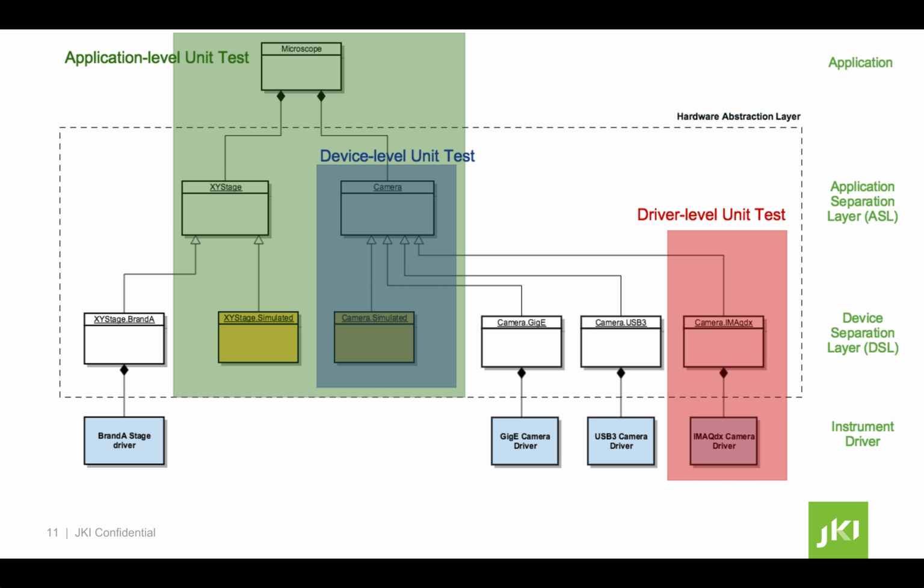And the third one is really an application level unit test, where once you've validated that each individual application separation layer was functioning properly through the use of different driver level or device level unit tests, it makes sense also to produce an application level unit test where you will exercise your API from the microscope to the camera, from the microscope to the XY stage, or whatever other subsystems you might have.